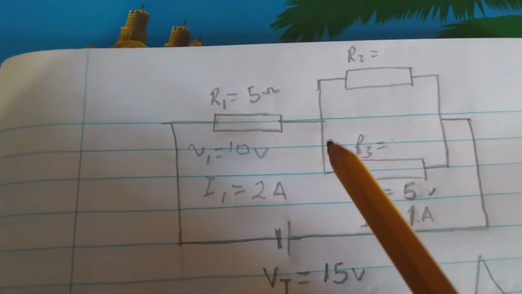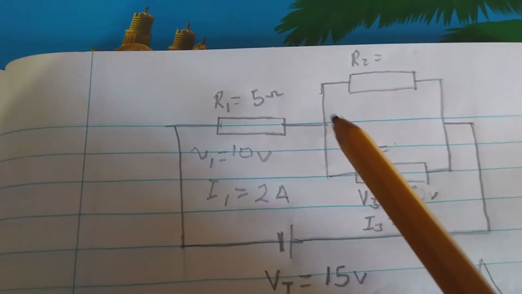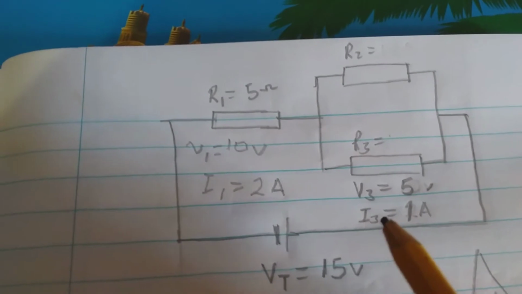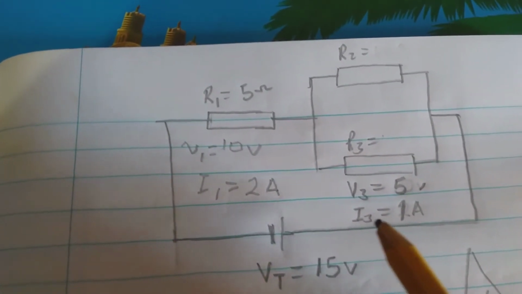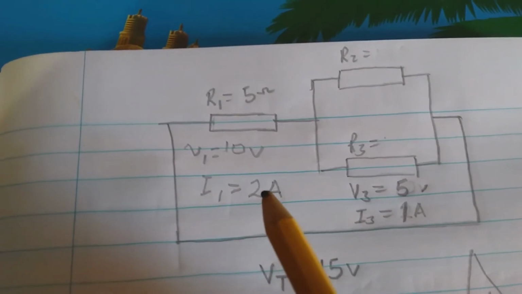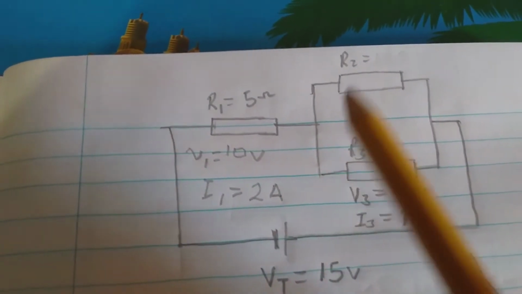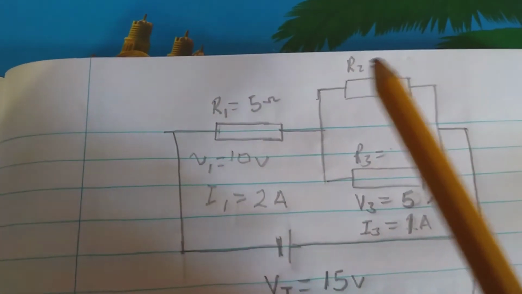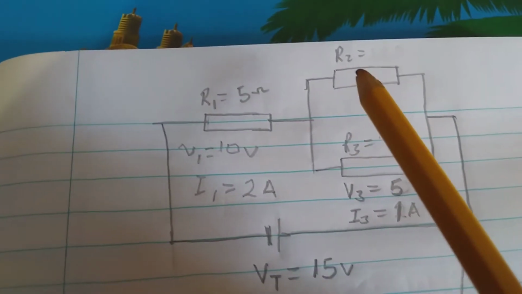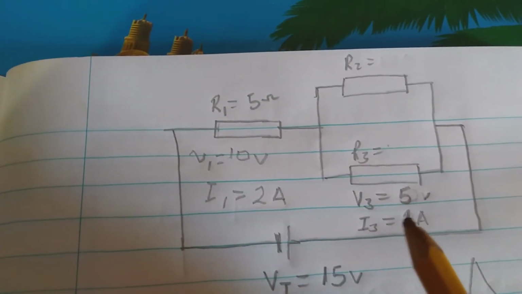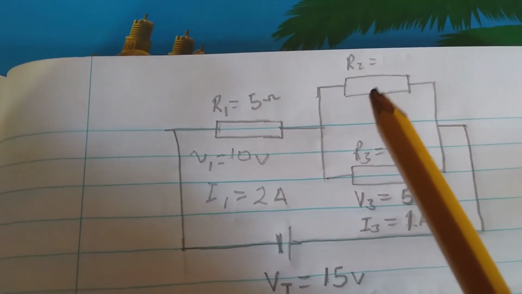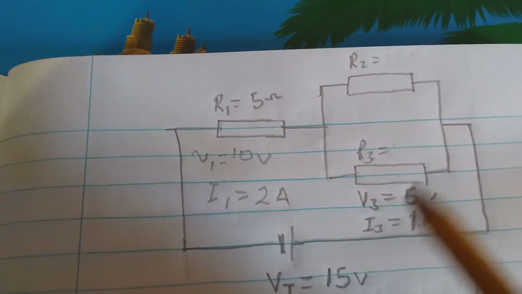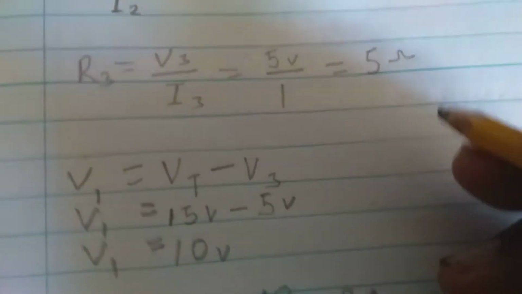Now this current splits among R3 and R2. So what we need to do is we already know the current at R3, which is I3, 1 ampere. So if this 2 ampere splits among these two resistors, and 1 ampere is coming here, that means we need to have about 1 ampere at that resistor. So what we're going to do is to subtract, so I2 is equal to I1 minus I3 to get the current up there. So that is what we're going to do in this little space here.